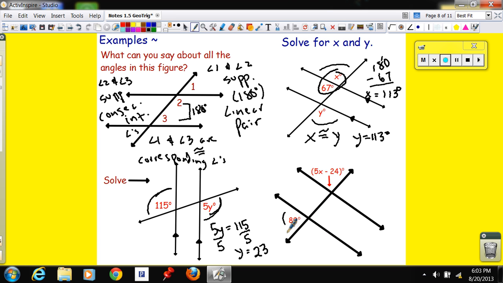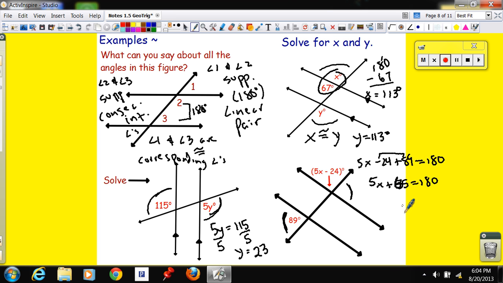Now in this one, this 89 would be congruent to this one. Those two would be congruent. These two would add up to 180. That means that 89 plus 5x minus 24 is also going to add up to 180. So 5x minus 24 plus 89 has to equal 180 degrees. So this is an easy one to solve. You just combine your like terms. 5x, and you're going to get a 65 here. Positive 65 equals 180. No, sorry, 65.